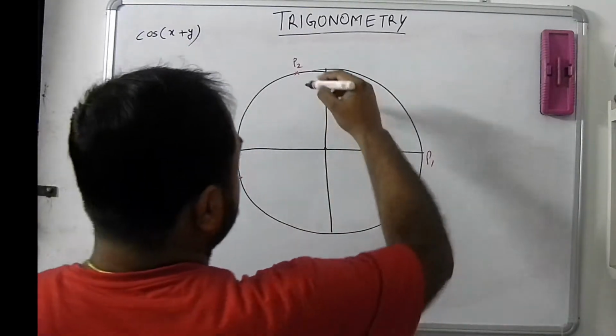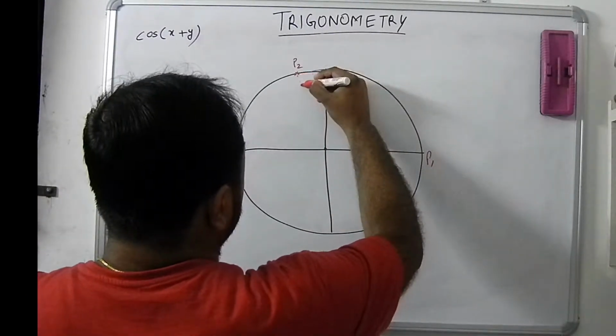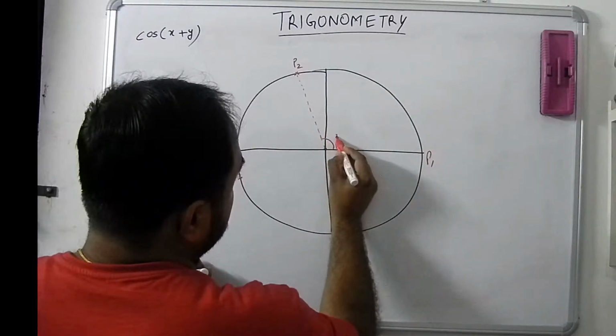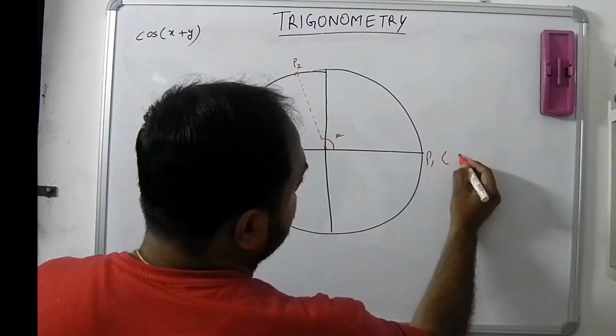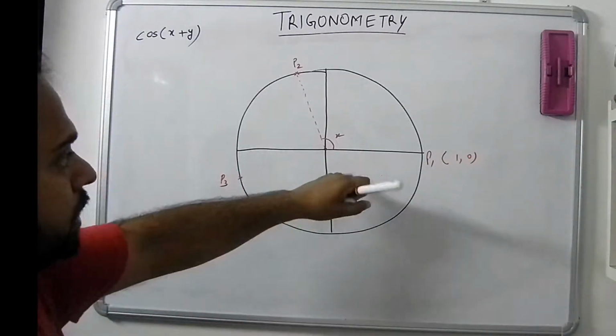So my point is, if I know cos x, x is an angle, y is an angle, right? So let's say this angle is x. First of all, let's define the coordinate. This is the origin, so this is 1, 0. It's a unit circle, right?